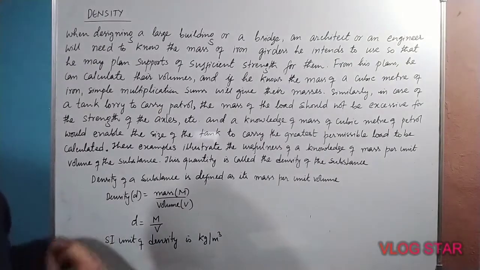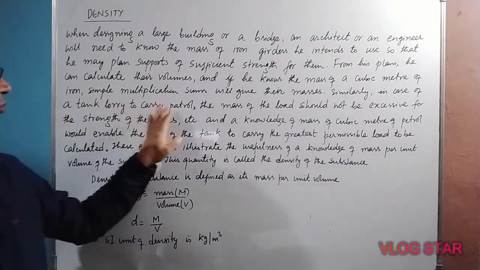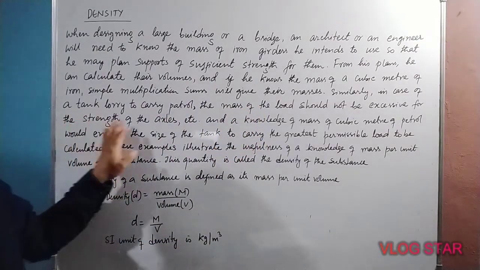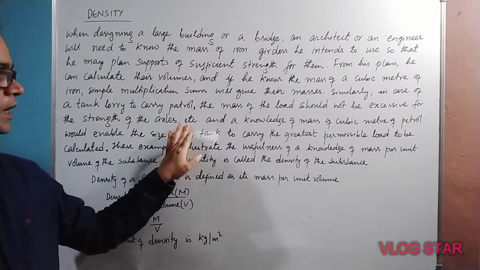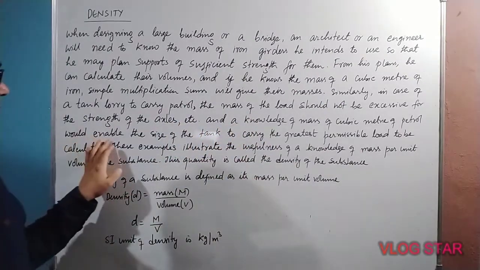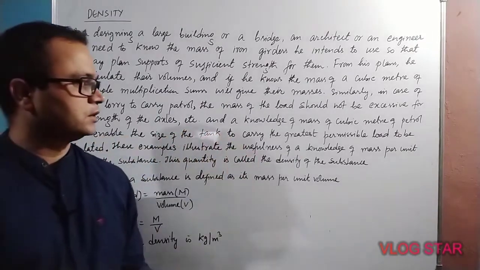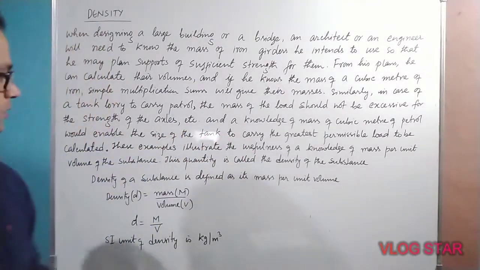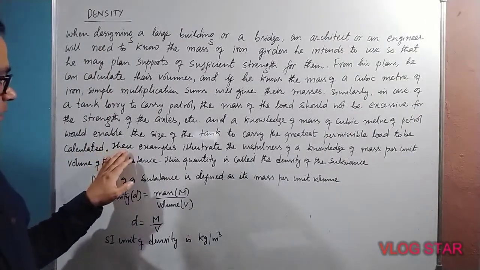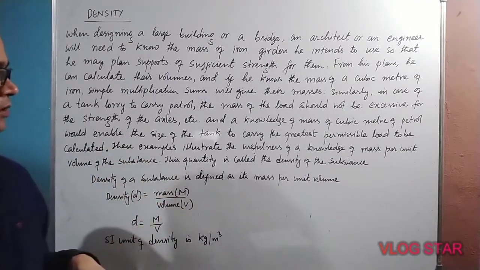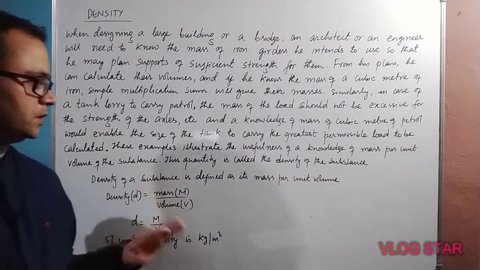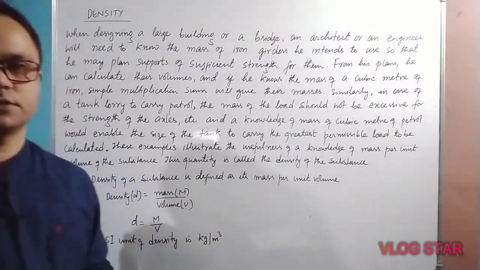Similarly, in the case of a tank lorry to carry petrol, the mass of the load should not be excessive for the strength of the axle, etc. Knowledge of the mass of a cubic meter of petrol would enable the size of the tank to carry the greatest permissible load to be calculated. These examples illustrate the usefulness of knowing the mass per unit volume of a substance. This quantity is called the density of the substance.